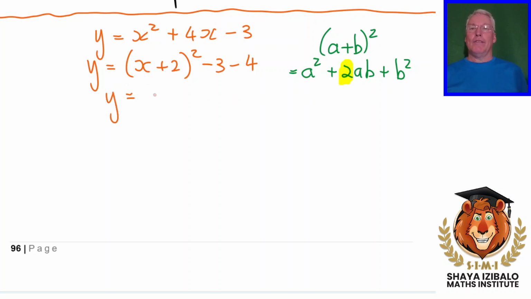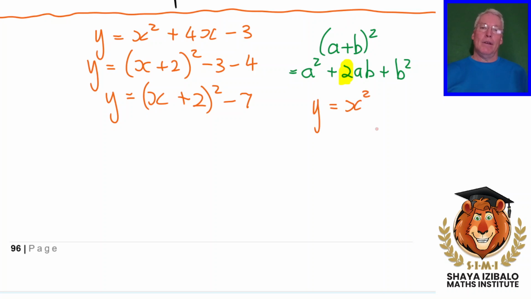And so in fact, this is just y equals (x plus 2) all squared minus 7. But this, if we think about it, this is just y equals x squared, shifted. All right, now we know where y equals x squared turns. Y equals x squared turns on the origin, doesn't it? It turns there at 0, 0. But how has it moved if we've added 2 to every x and subtracted 7 at the end?